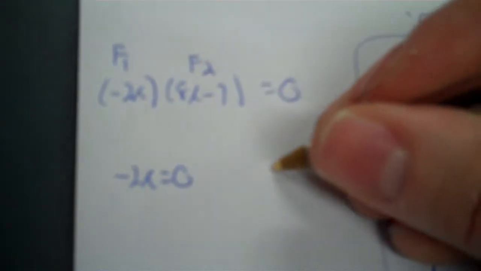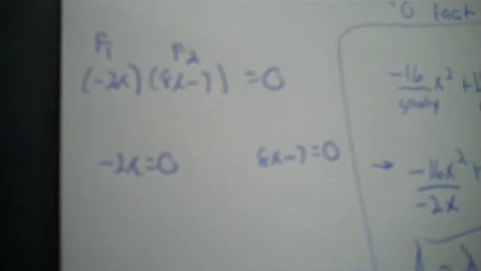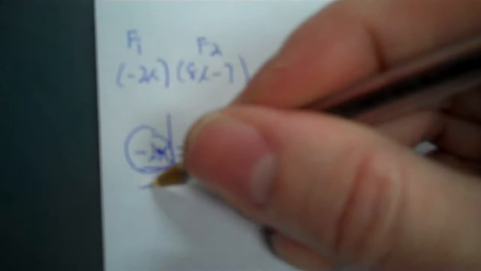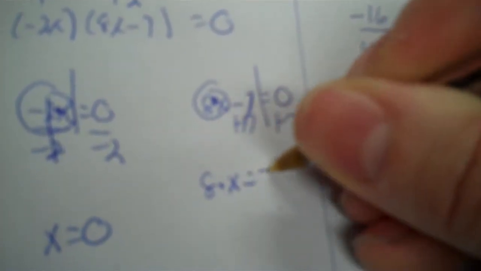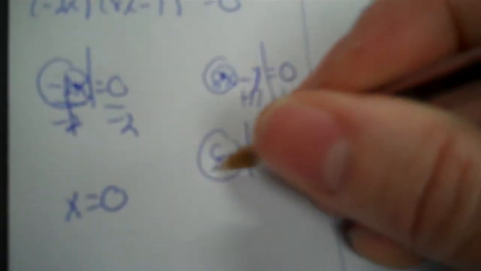So -2x could equal 0, or 8x minus 7 could equal 0. Okay, so here you've got times, so you circle that, then you divide both sides by negative 2. 0 divided by negative 2 is 0. 8x minus 7 equals 0. So you take out your minus 7 with a plus 7. Divide by 8, divide by 8.